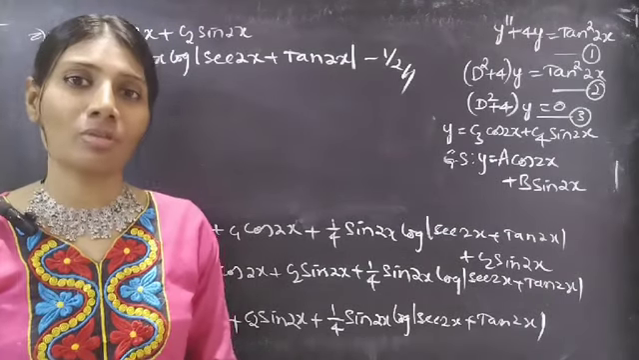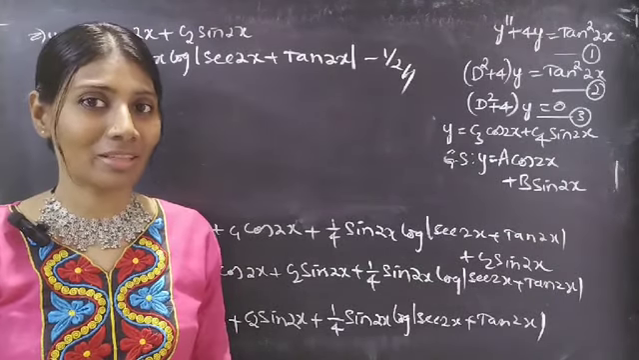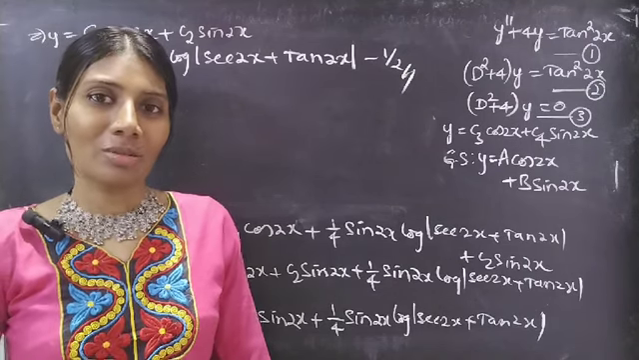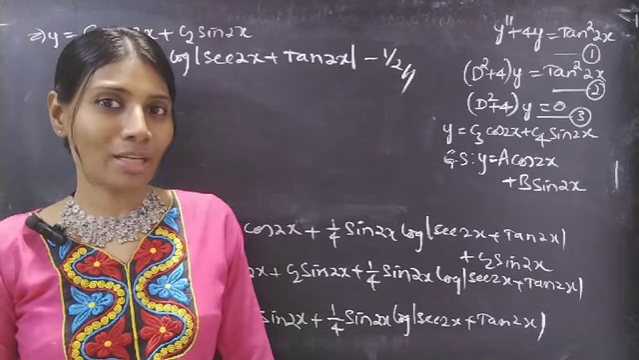So we have seen a problem from the variation of parameters method in this video using part 1, and you will see the other two ways in part 2 and part 3.